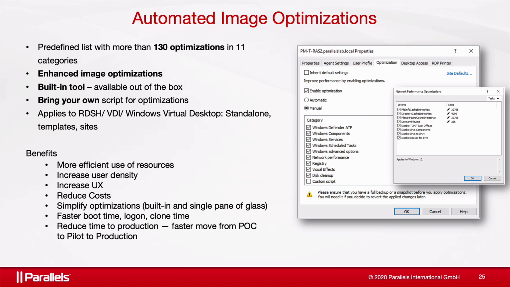But if you don't know or you want to explore different optimizations, we have a list of 130 different optimizations in 11 different categories to enhance image size, performance, login, and so on, built in and available out of the box. Bring your own scripts if you already have them in place for optimizations. This can be applied for RD session hosts, terminal servers, VDIs, and WVD, or Windows Virtual Desktops.